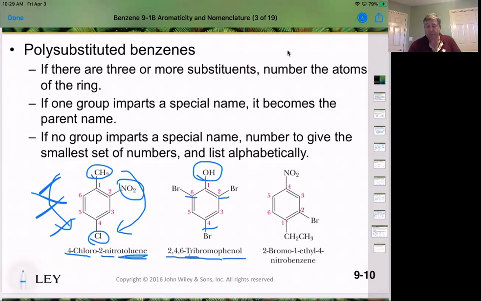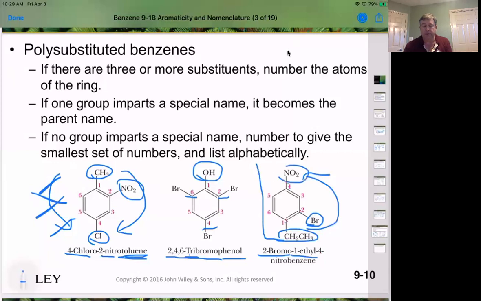Okay? So if we look at this last compound here, we have no special group here. So it's not toluene or anything else. So what we do is we go by the smallest number possible, okay? So the smallest number possible is going to be 1, 2, 4. If we named it the other way, it'd be 1, 4, 6. So our smallest direction is going to be going counterclockwise in this case. And then we alphabetize. So bromine would come first, so it's 2-bromo. And then the ethyl group would come next alphabetically, so it'd be 1-ethyl, and then the nitro would come last, 4-nitrobenzene. Okay, so that's just like a lot of our other rules. We're going to name it by the lowest number first and then alphabetize.